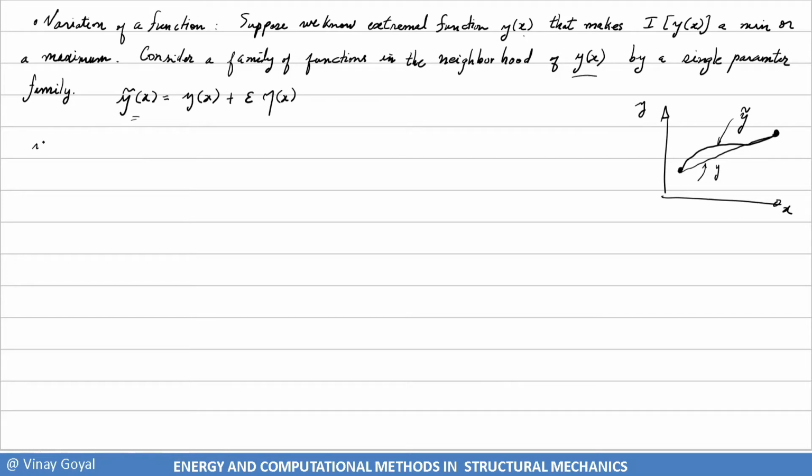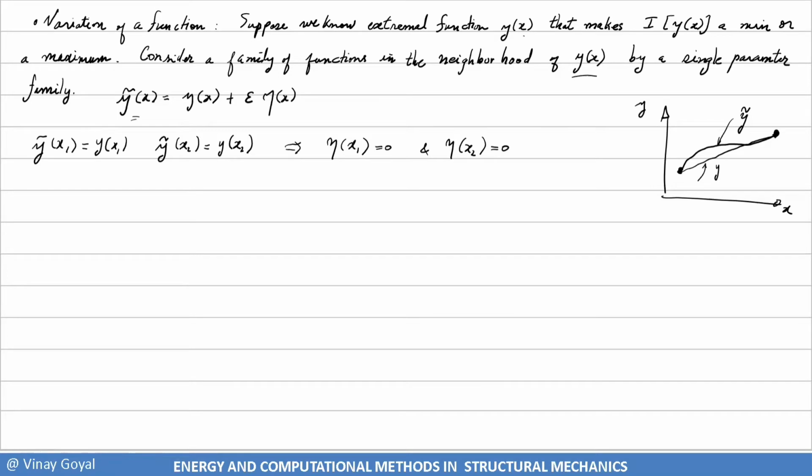And y tilde at x1 has to be equal to y at x1 because they're coincident. Y tilde at x2 equals y at x2. And clearly here, that must mean that eta at x1 is 0 and eta at x2 is 0. So I hope that's very clear that we're making y tilde and y collapse. So I can only consider functions y tilde in the neighborhood of y, but at the endpoints, they must be the same, they must be equal.